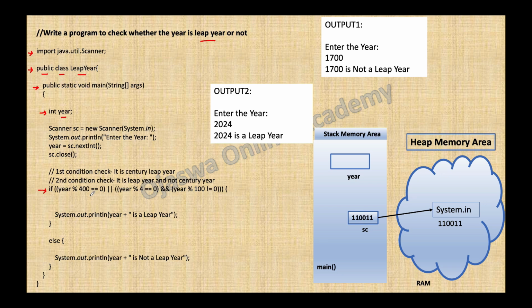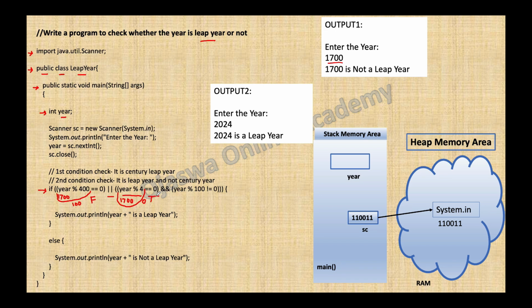If year modulo 400, the user input year is 1700, so it will be checked whether 1700 modulo 400 is 0 or not. So when you divide 1700 by 400, the answer you get is 100. And over here, 100 is not equal to 0. So the first condition is false. But we are using the OR operator. If the first condition is false, it will check for the second condition. So the second condition is year modulo 4, that is 1700 modulo 4 is equal to 0 or not. So when you divide 1700 by 4, the answer you get is 0. 0 equal to 0, condition is true.